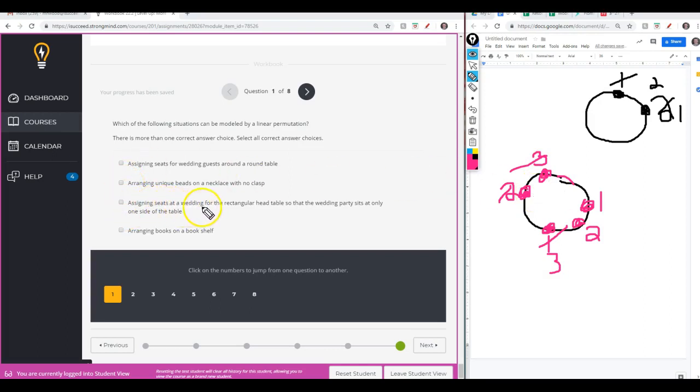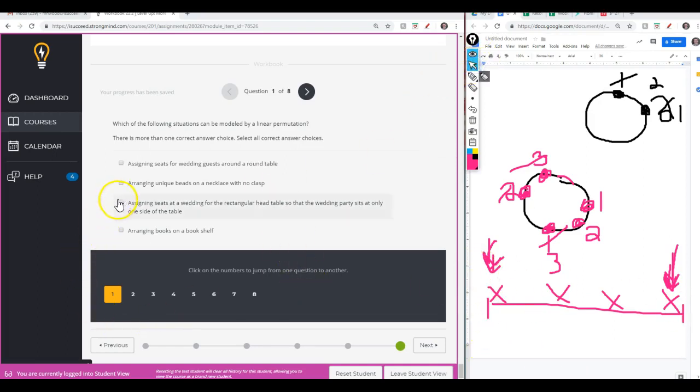So assigning seats at a wedding for a rectangular head table so that the wedding party sits at only one side of the table. So we would have one side of the table, we would have one beginning, you would set them, and one end. So there is a definite start and a definite end, whether you start at this end and work here, or start at this end and work here. There are definite places to stop and designate that as an assignment. So that is a linear permutation.